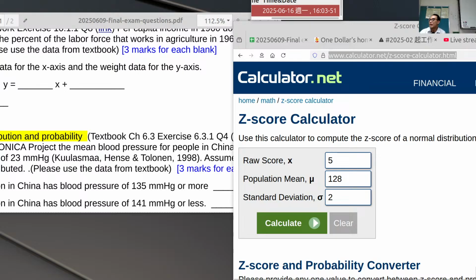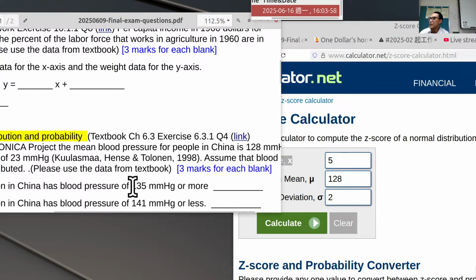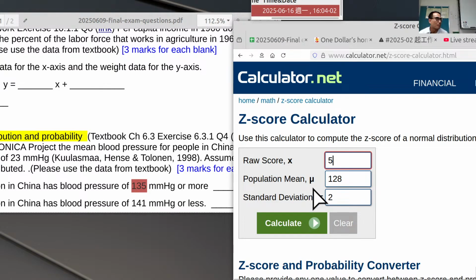Okay, and now what's the raw score? Our target is 135. Thus, please search 135 here. Yes, some of you did a good job and got the full score on this question, but some did not. So could you please follow my steps?